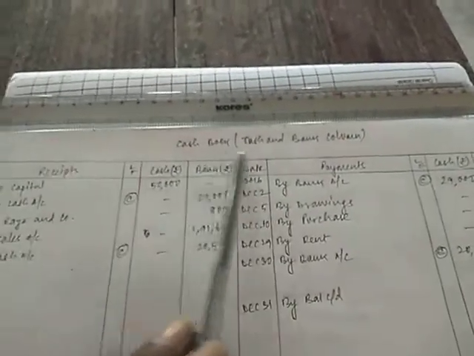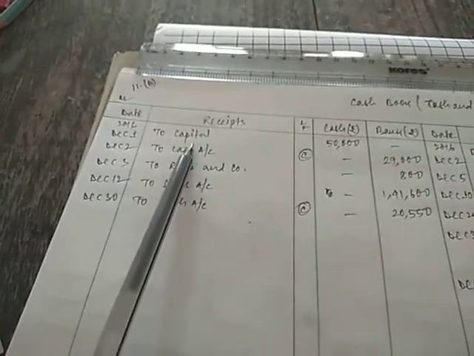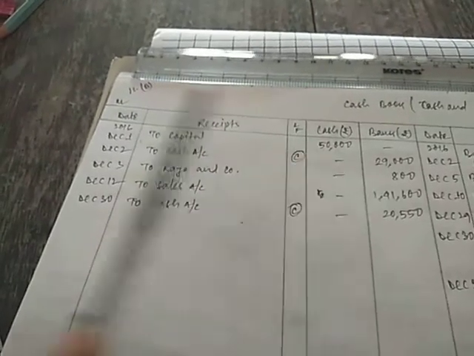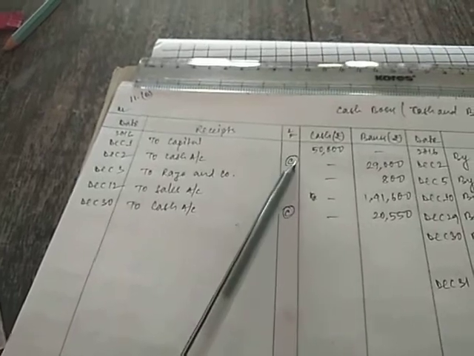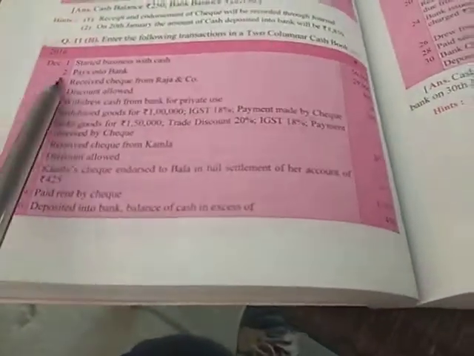So this is the format of a two column cash book with cash and bank columns. The first transaction is on 2016 December 1st. Business started with cash, so the general entry will be cash to capital, cash account debit to capital account. You write 50,000 in the cash column. Next we have pays into bank 29,000 on December 2nd.